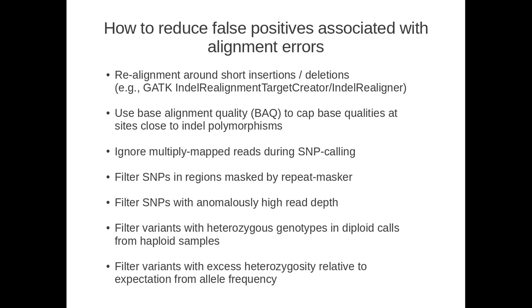So imagine you could do this for, say, the X chromosome in males, where you have an X and a Y. In male humans, this might be a technique you can adopt, because the X and Y are not homologous chromosomes. You can filter variants with excess heterozygosity relative to the expectation from the allele frequency. This incorporates population genetic data to deal with problems where you see way too many heterozygotes at a locus than you would expect by chance.